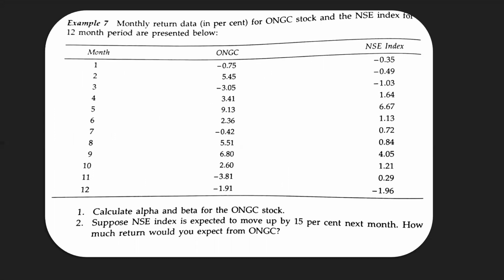Monthly return data in percent for ONGC stock and the NSE index for a 12-month period are presented below. So the small n value is 12 because there are 12 items. The market index is the NSE index, so the market index is the independent variable. So the X variable will be that. Now ONGC stock is the individual stock variable, so that will be taken as the dependent variable, that is y. Now, calculate alpha and beta for ONGC stock. Suppose the NSE index is expected to move up by 15% next month. How much return would you expect from ONGC?